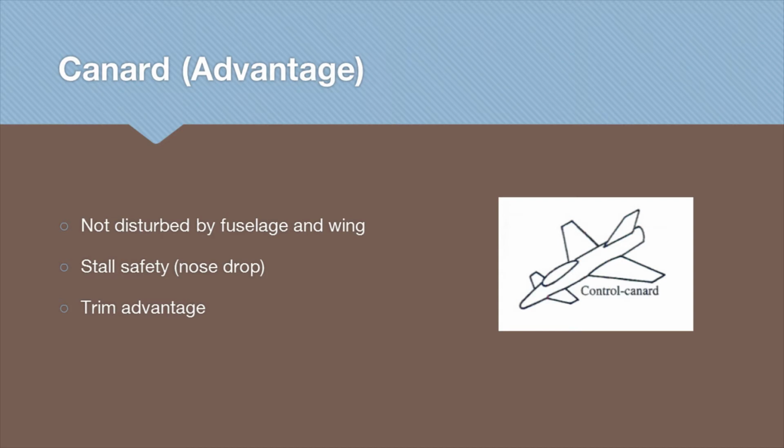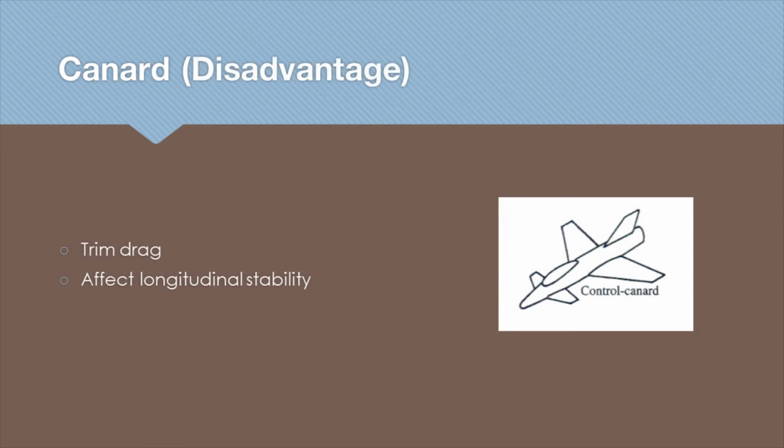An aft tail often produces negative lift, but a canard often produces positive lift, so using the canard configuration means the main wing loading is less. But there are still disadvantages for the canard configurations.